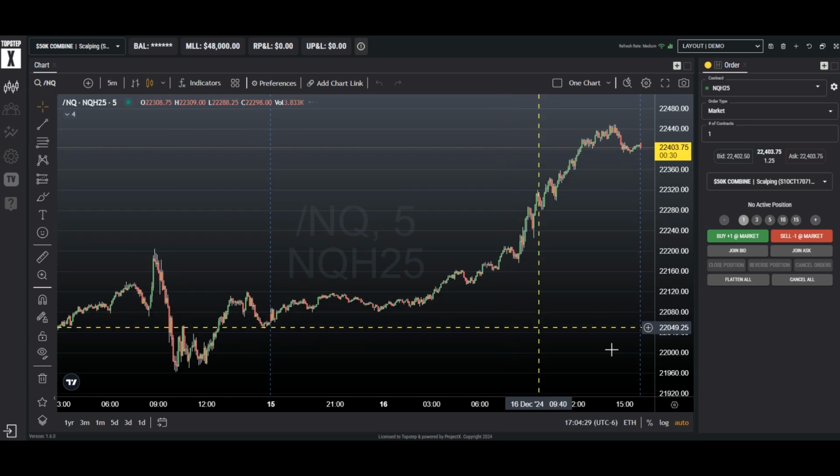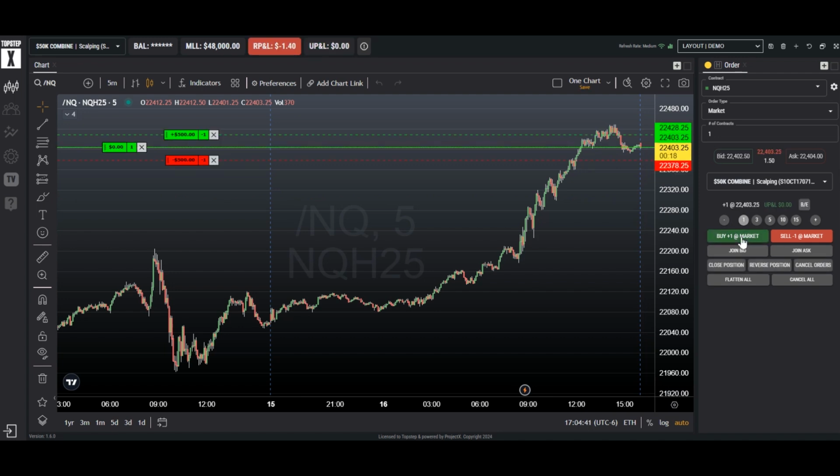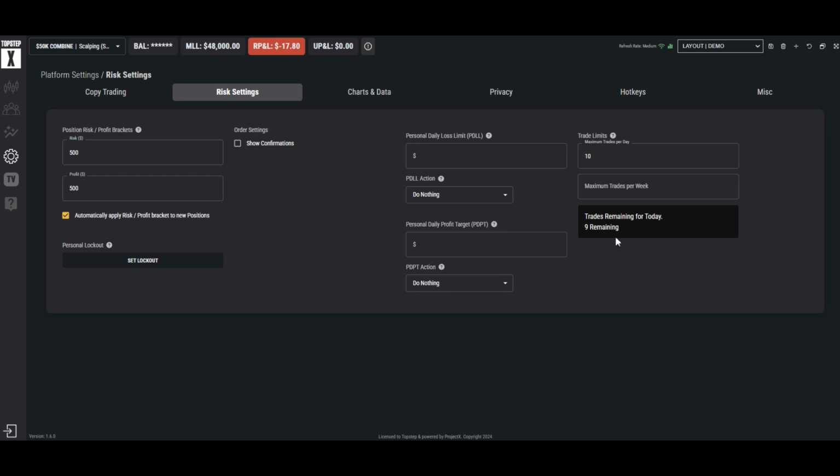Going back to the chart, we have our quantity on 1 or 3 or 5 or 10. It is irrelevant because these will count as one trade. So for example, if we choose 1 and we buy the market and then we flatten, when we go back to our settings, we will see that we have 9 trades remaining for today.